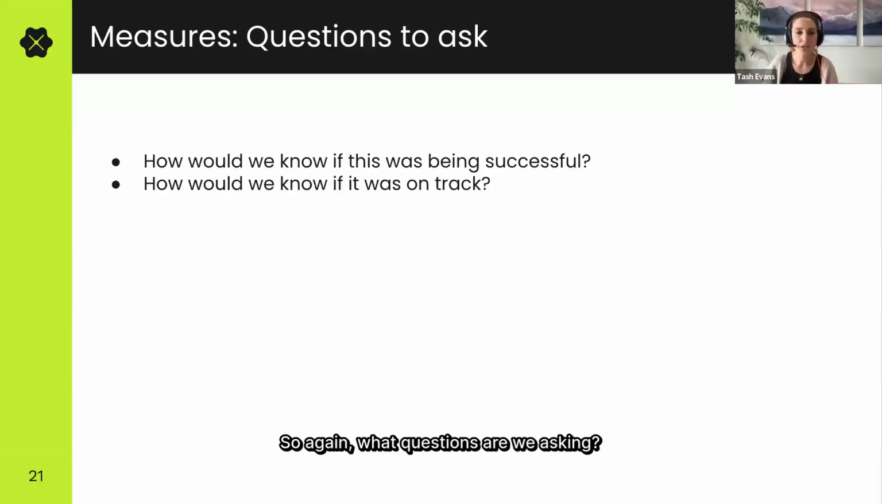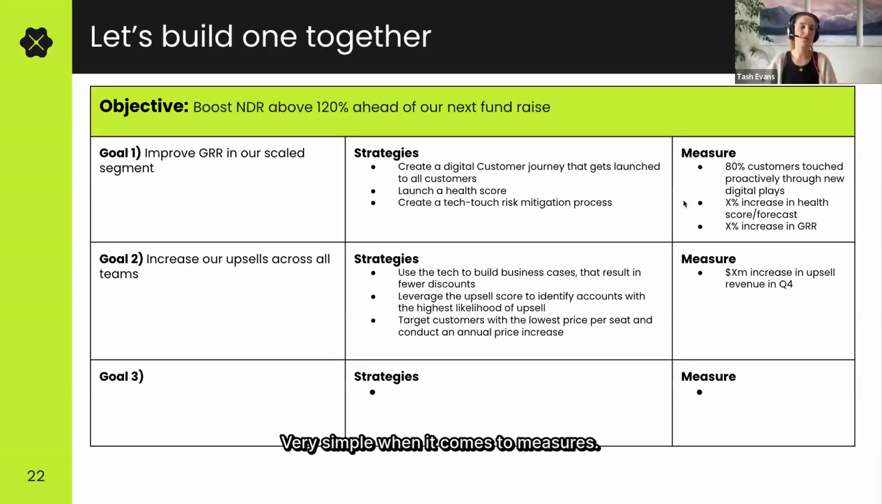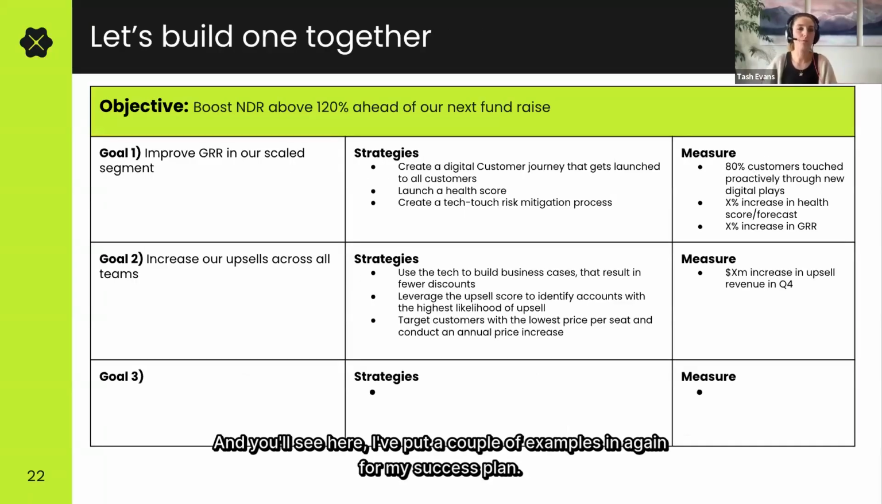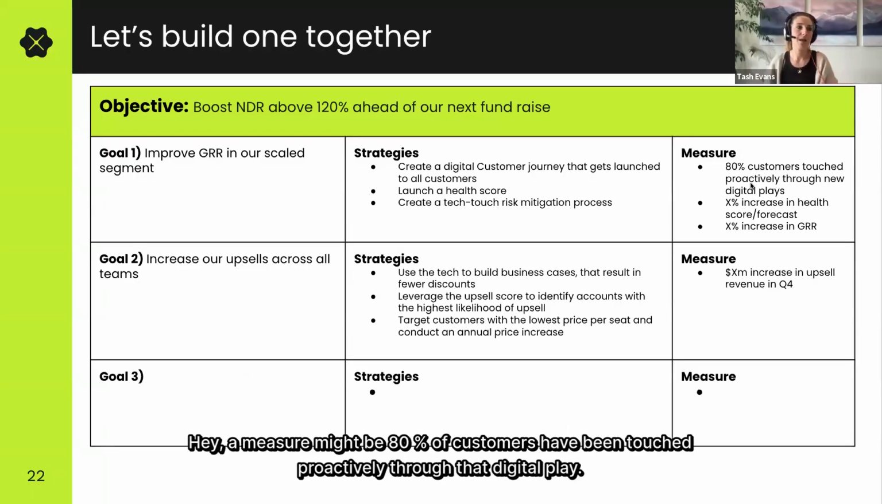So again, what questions are we asking? Well, this is kind of simple. How do we know if this was being successful? How would we know if we were on the right track? Very simple when it comes to measures. And you'll see here I've put a couple of examples in again for my success plan. Hey, a measure might be 80% of customers have been touched proactively through that digital play.